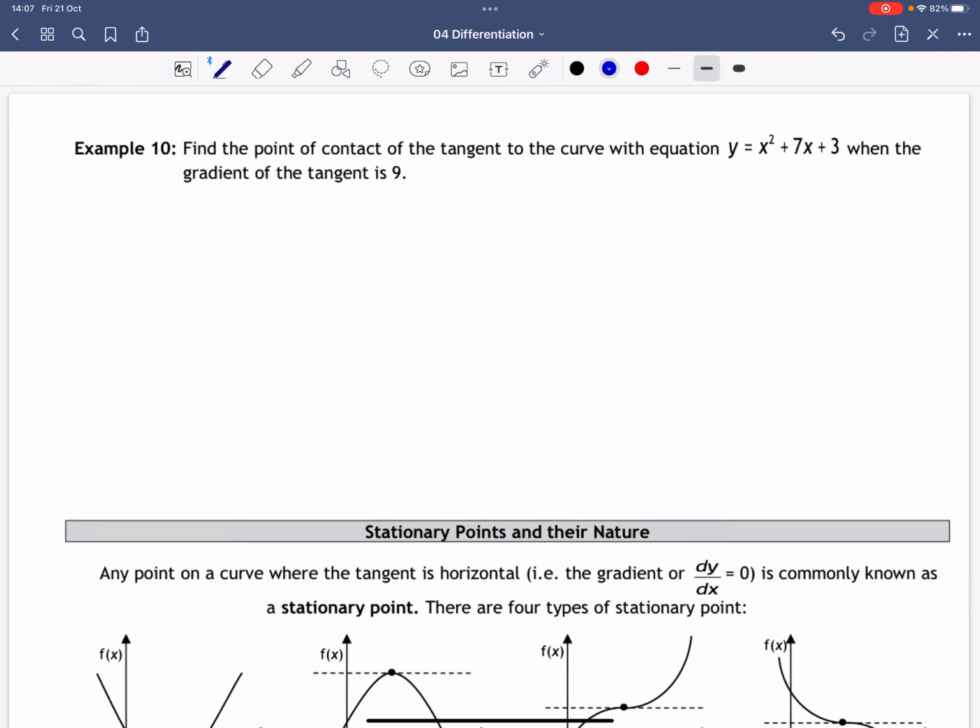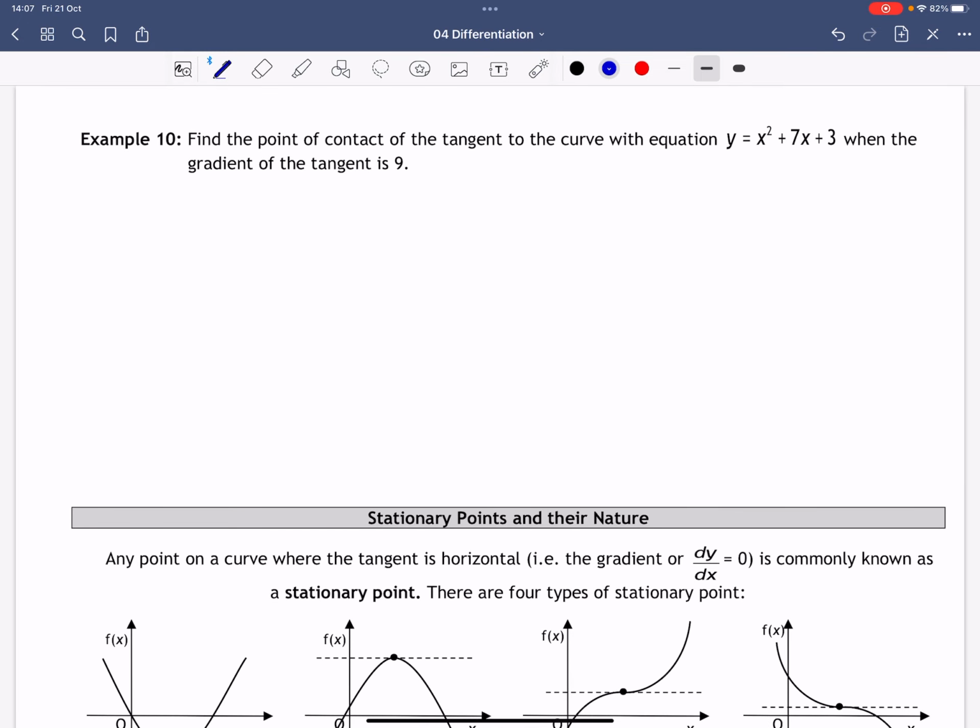Example 10. Same idea. It says find the point of contact of the tangent to the curve with that equation whenever the gradient is 9. So it's telling us here that the gradient is 9. Remember, gradient is the differential. So that means that dy by dx is equal to 9. So let's get an expression for the derivative. So we get dy by dx equals 2x plus 7.